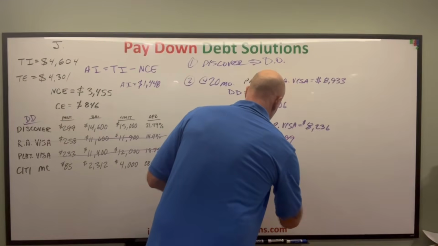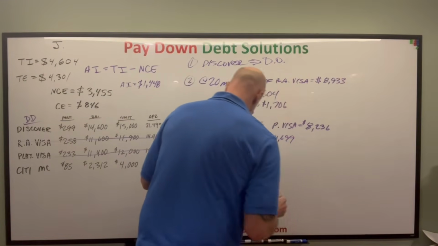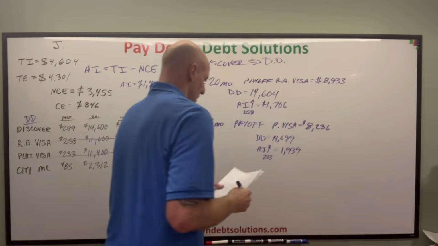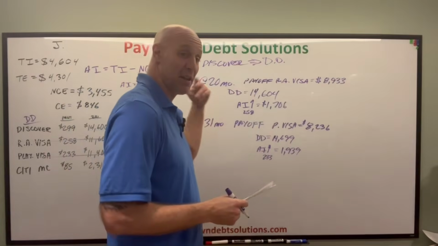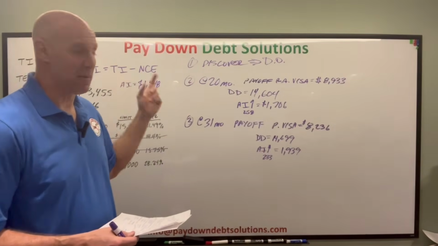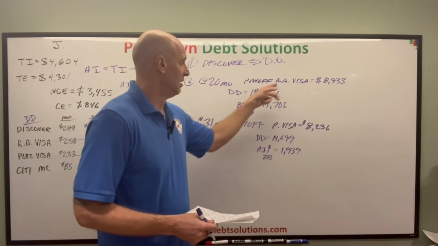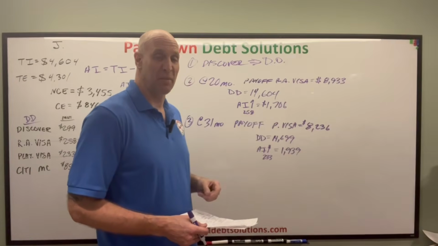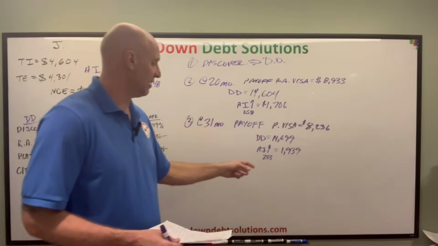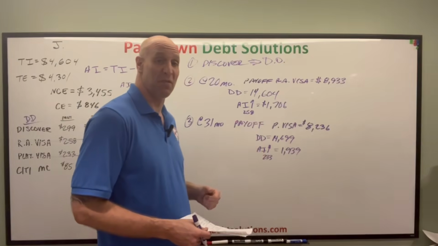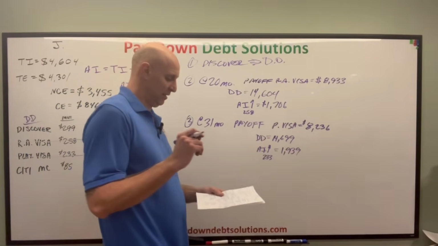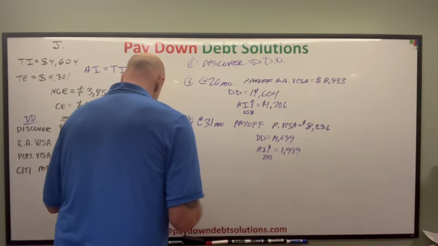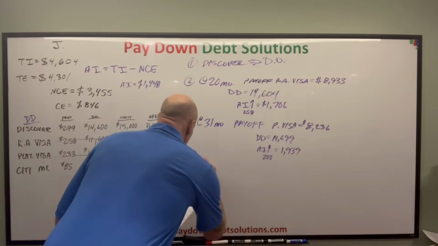Now our available income increases again $233. So now we're up to $1,939. So you can see we started by adding back in that $299 Discover payment. 20 months, we got that RA Visa paid off, increased that available income $258. Just 11 months later, we increased it $233 because we just moved another balance over. Not debt free yet, but we are very, very close.